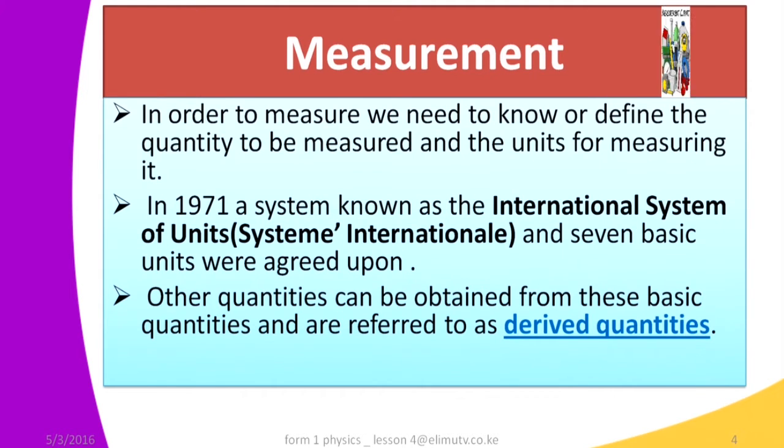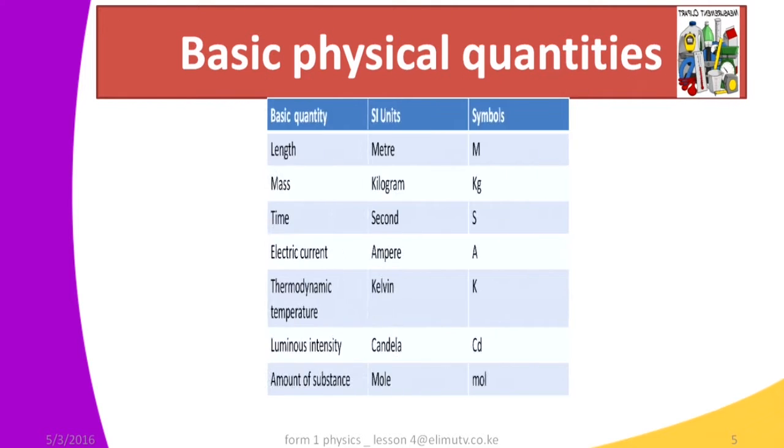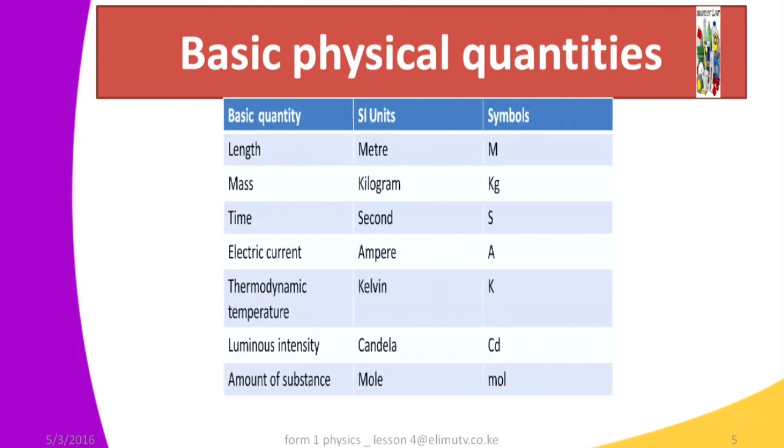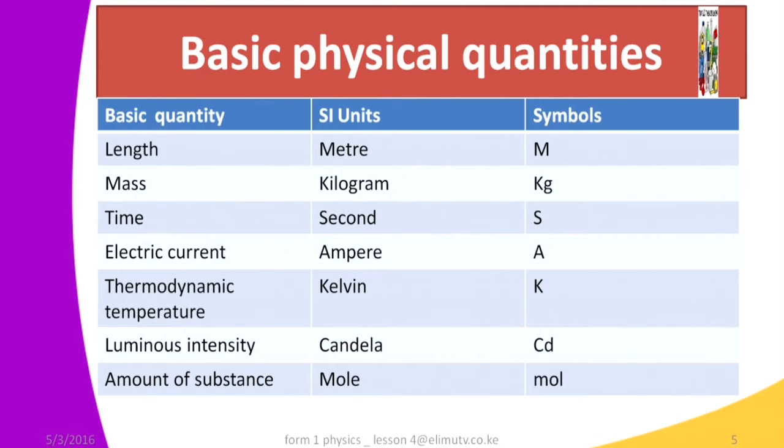To help us understand this, let's have a look at this table, which is a summary of what we are talking about. This table is a summary of the basic physical quantities that we talk about. There are 7 basic physical quantities, out of which other derived quantities are obtained. So the basic physical quantities are as follows from this table.